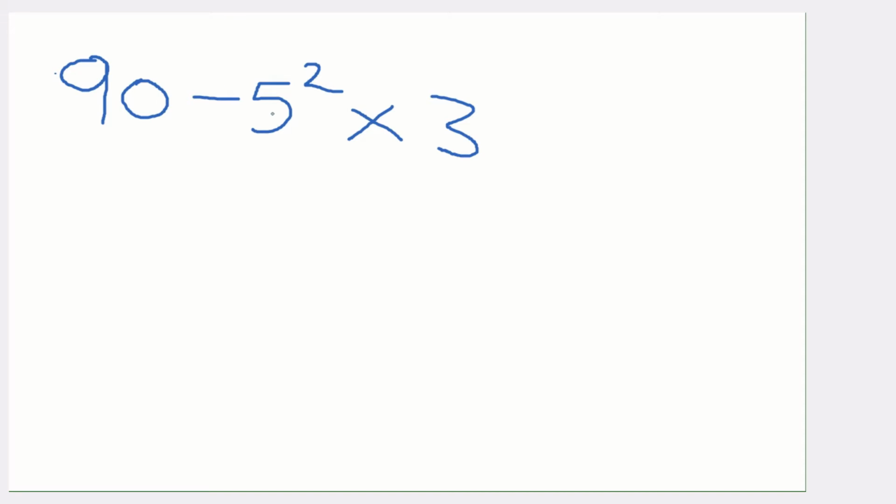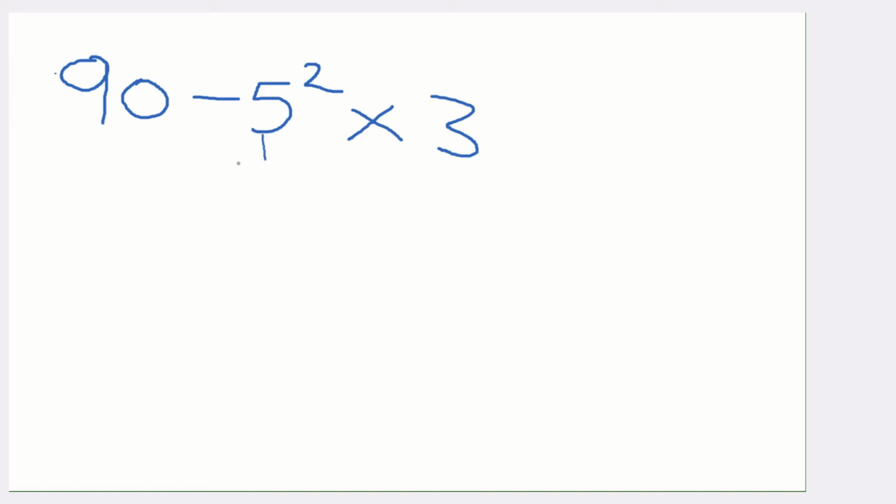It is 90 minus 5 squared times 3. So take some time to think about how you would solve this question. Which part of this question would you work first? If you guessed this part, the exponent part, then you are correct.